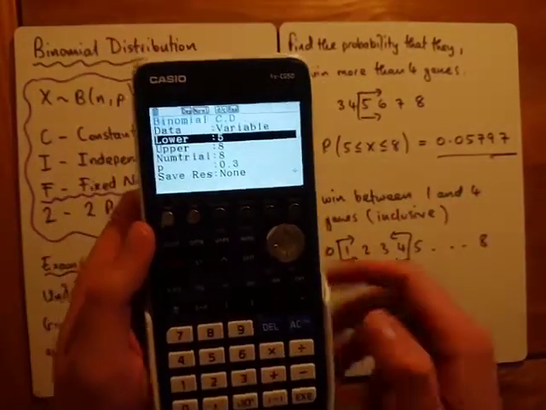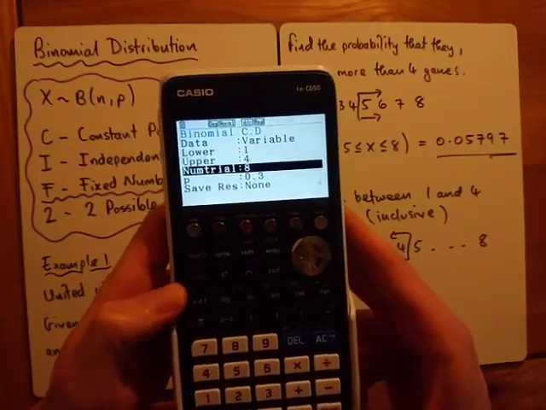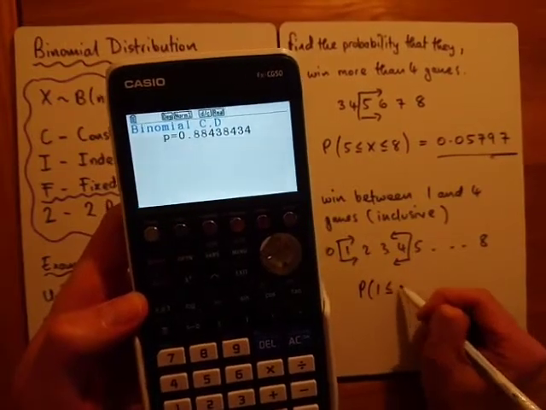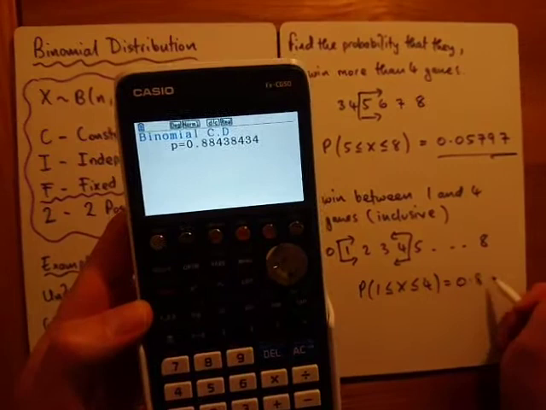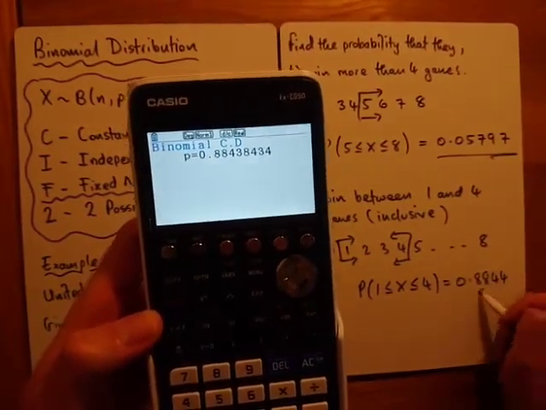So from 1, lower would be 1, upper would be 4. And that gives us a probability of 0.8844 to 4 decimal places.